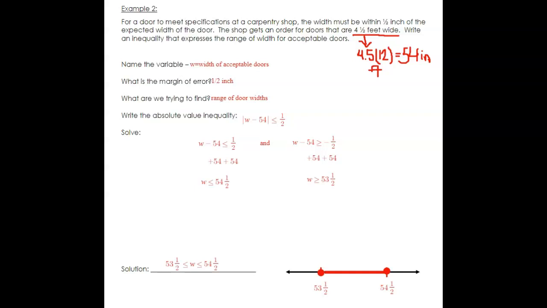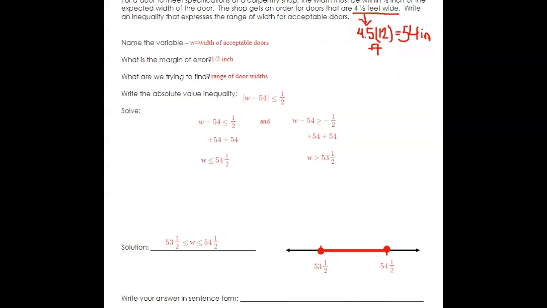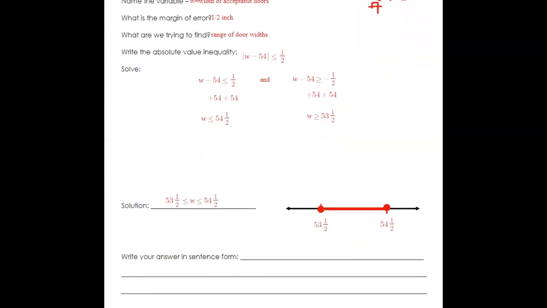So I'm going to scroll down a little bit because the next thing we need is to write our answer in sentence form. So I'm going to pull up my text box. Remember that the question asked us to determine an inequality that expresses the range of width for acceptable doors. So the width of the door must be between 53.5 inches and 54.5 inches.